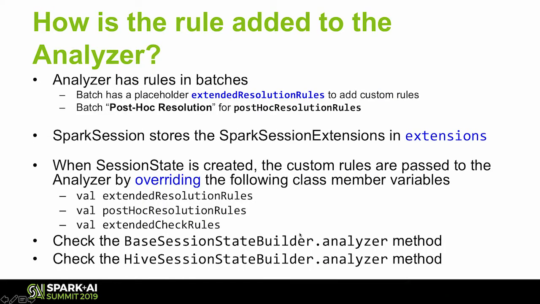So how did this rule get added to the analyzer? The analyzer, again, has rules and batches. In this case, it has one batch, which is a resolution batch. And that has a placeholder called extended resolution rules. This is a placeholder through which it will inject all your custom rules. There's another batch called the post-hoc resolution batch for post-hoc resolution rules, and this batch will only run one time. The resolution rule actually is a fixed point batch.